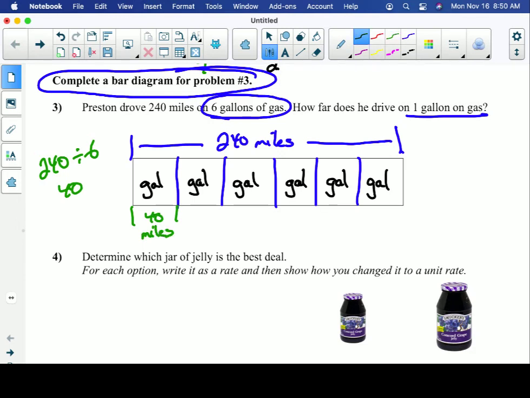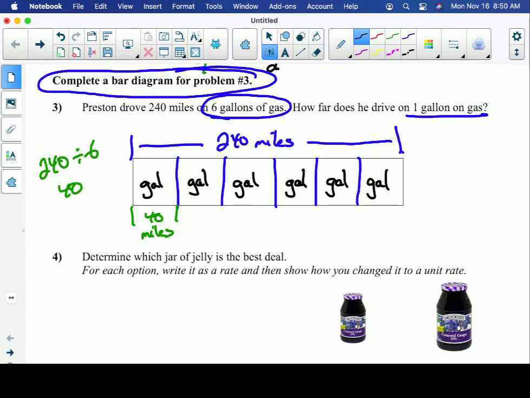But when I was checking this problem, I was looking: Did you have 240 miles along the top? Did you break it up into 6 equal parts? And were each of those labeled as 1 gallon? You didn't break 240 miles up into 40 miles. We didn't know 40 miles was the answer until we got done with the problem. We broke it up into 6 1-gallon sections and got an answer of 40 miles.